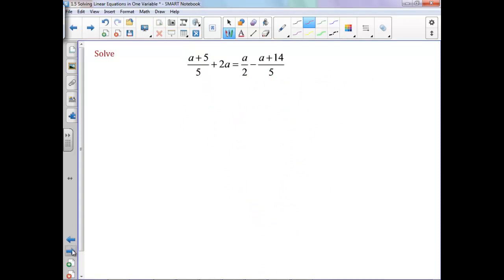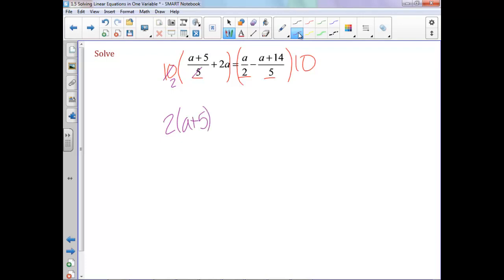On this one, it's the same idea. If we were to find a common denominator, what would it be? Well, in our case, it'd be 10, because we have a 5 here, and a 2 here, and a 5 here. So multiply everything by 10. On our right side, at first, this 5 is going to cancel and leave us a 2, so we'll have 2 times a plus 5.